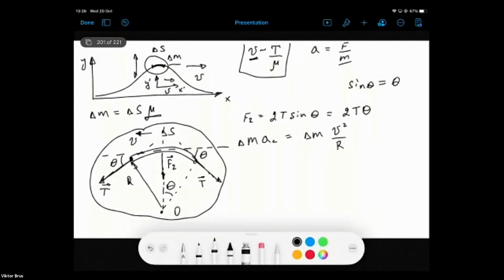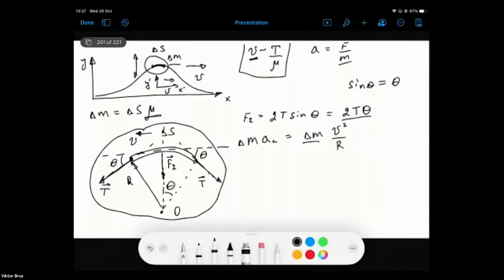So now we need to deal with the mass of the string element. We want to express it in terms of properties of the string, and also in terms of theta, because we will have theta here in the left side later. So we want to have theta in the right side also, so there is a chance that we will cancel it out.